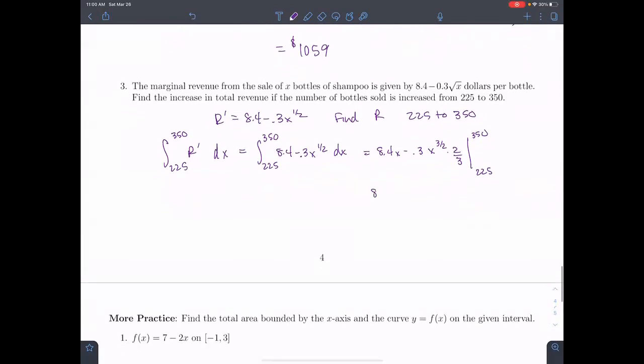So that's 8.4x minus 0.2 x to the 3/2. Evaluate it from 225 to 350. So do the 350 part minus the 225 part. I have 415.42. Yeah, 415.42. So that is the increase in revenue if they make 125 more bottles.